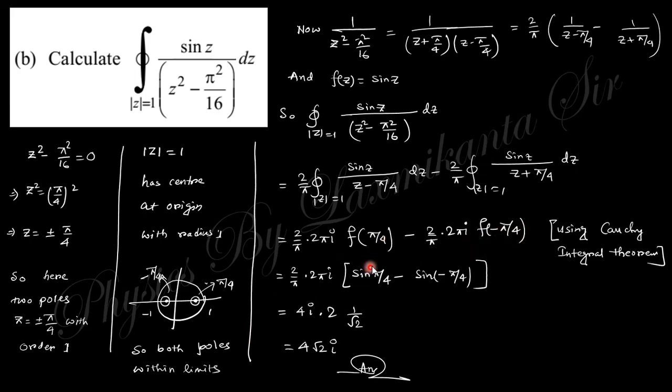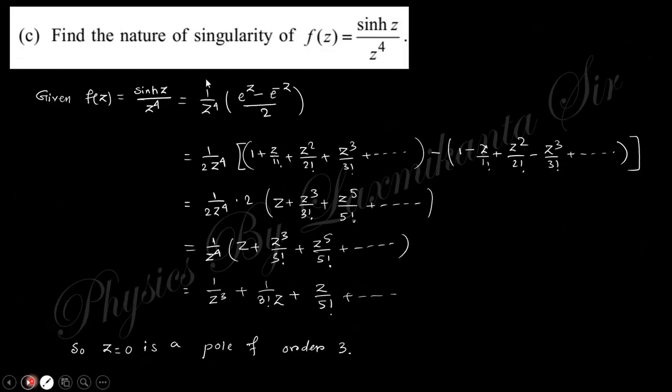So if you take common f of pi by 4, that is, put z equals pi by 4 here, sin pi by 4 and also sin minus pi by 4, these two give you 4 root 2 i. Clear? Next question, find the nature of singularity of this one.